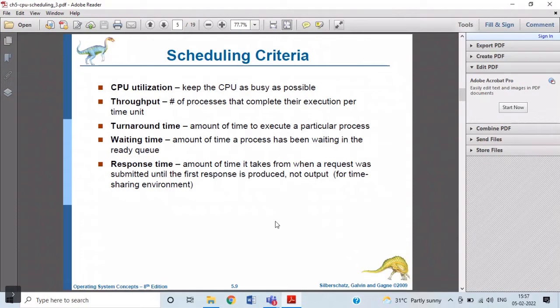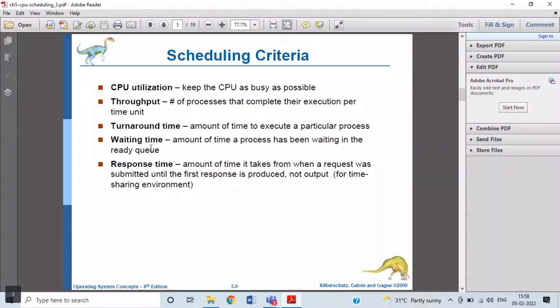Waiting time is the amount of time a process has been waiting in the ready queue. Response time is the amount of time it takes from when a request was submitted until the first response is produced. Response is nothing but whenever it puts a request, it should be responded. So CPU utilization, throughput, turnaround time.